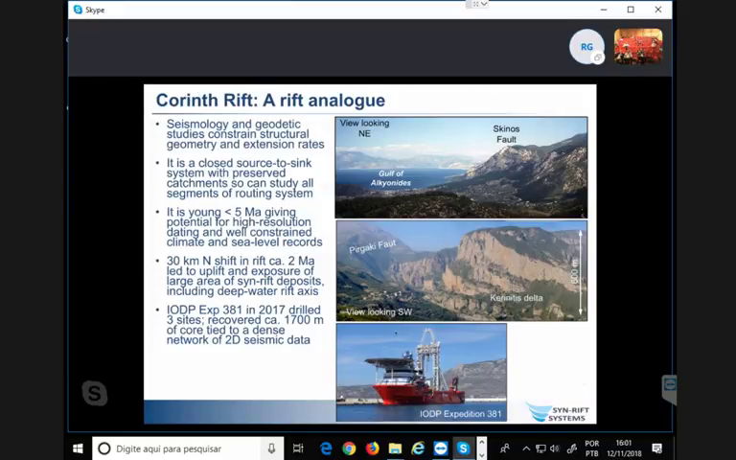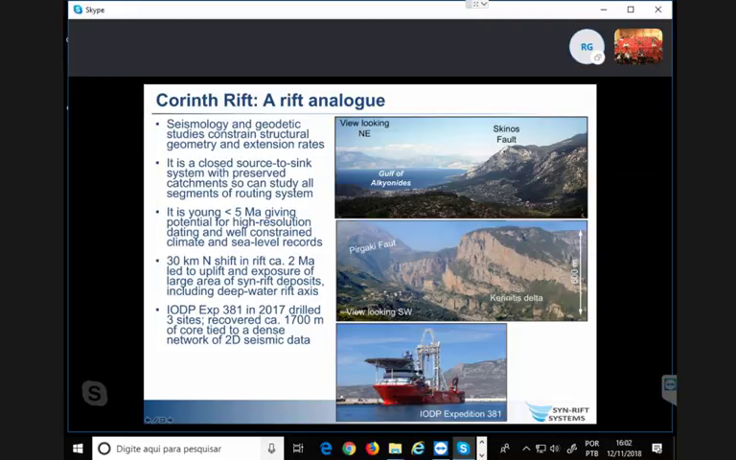So why go to Corinth? Well, Corinth is an active rift, and it's probably one of the most data-rich active rifts in the world. Because it's active, we have seismological and geodetic constraints on the structure and on the extension rates. It's a closed system, as illustrated by this top image.